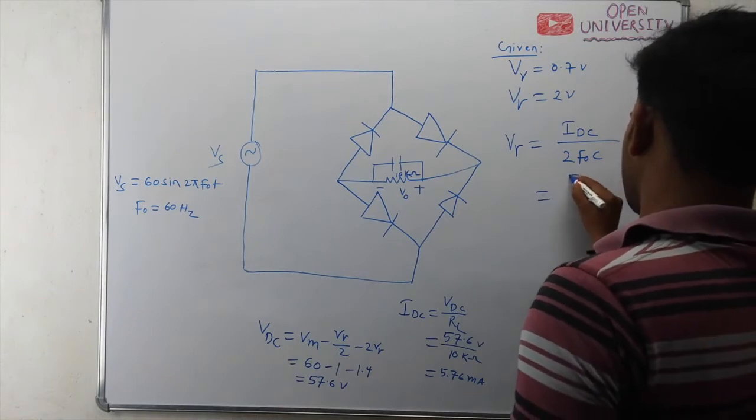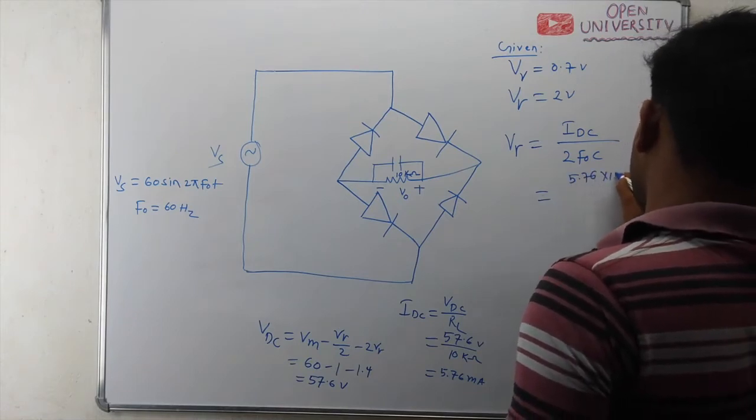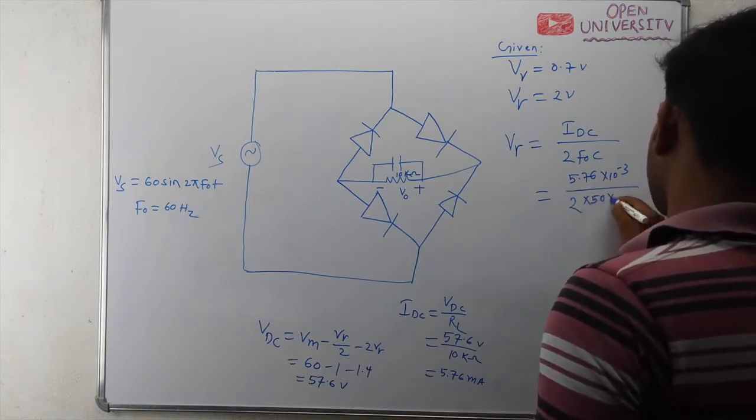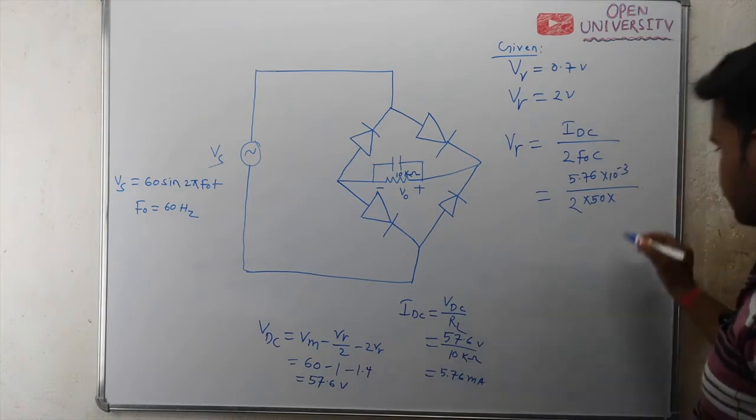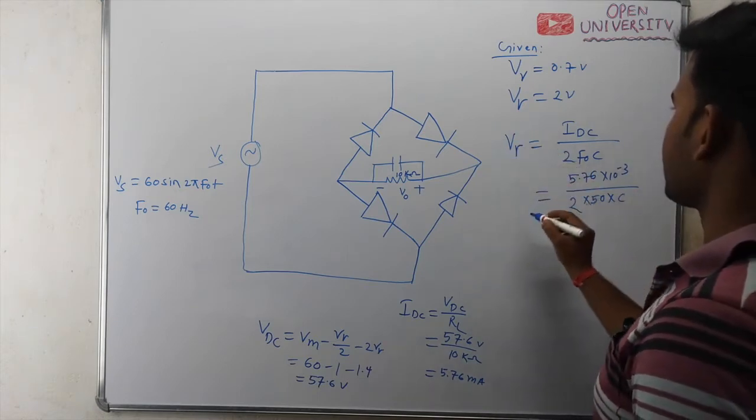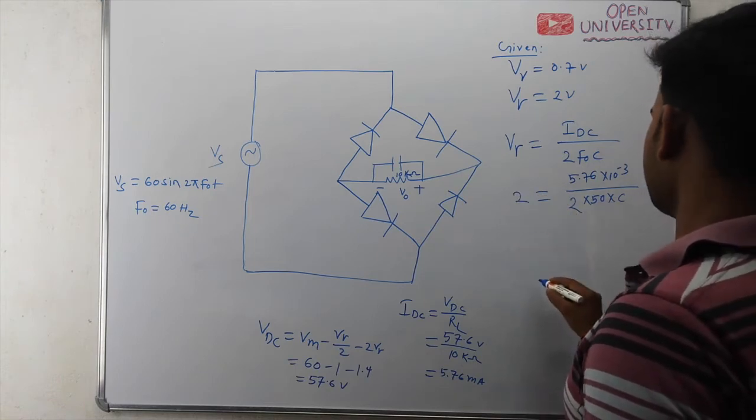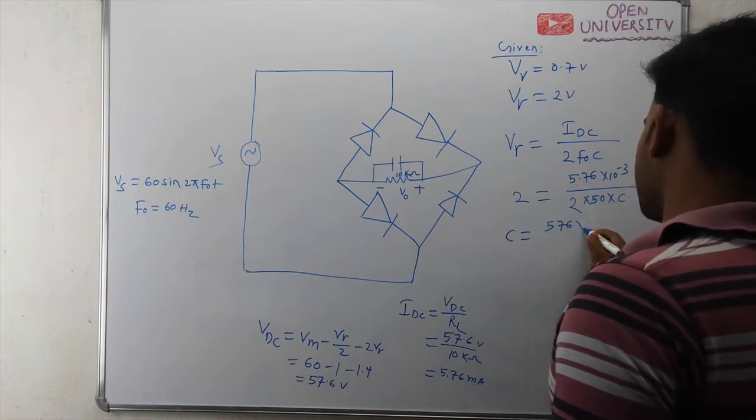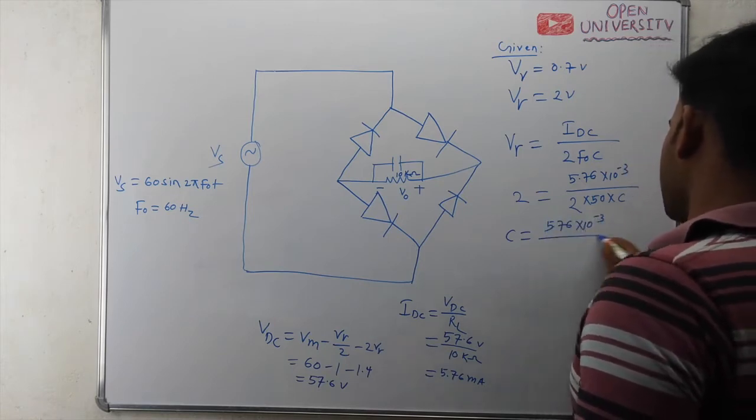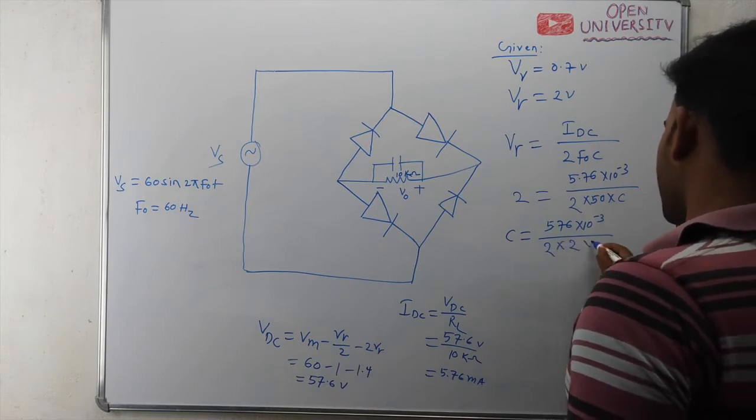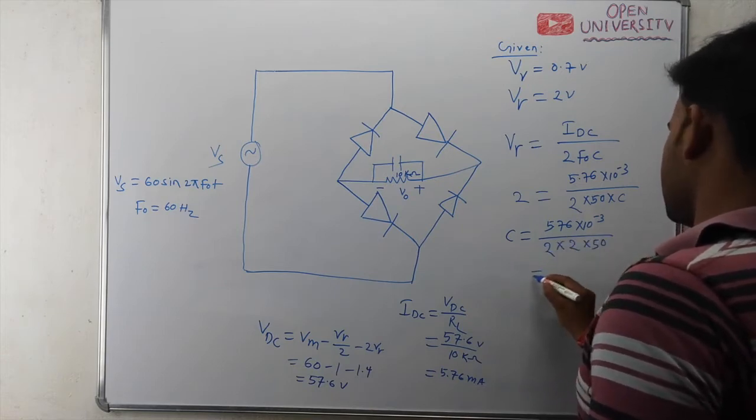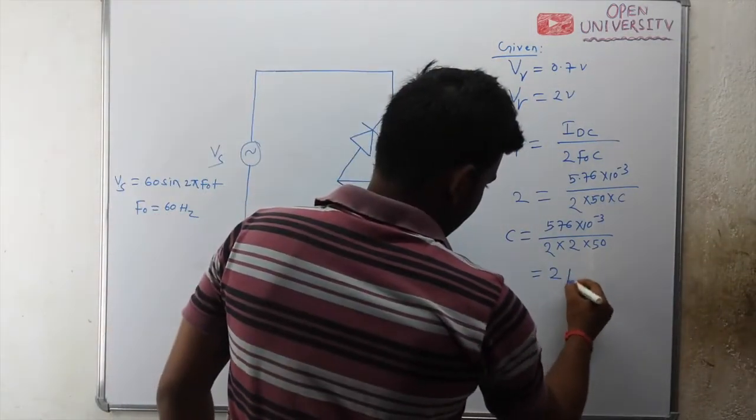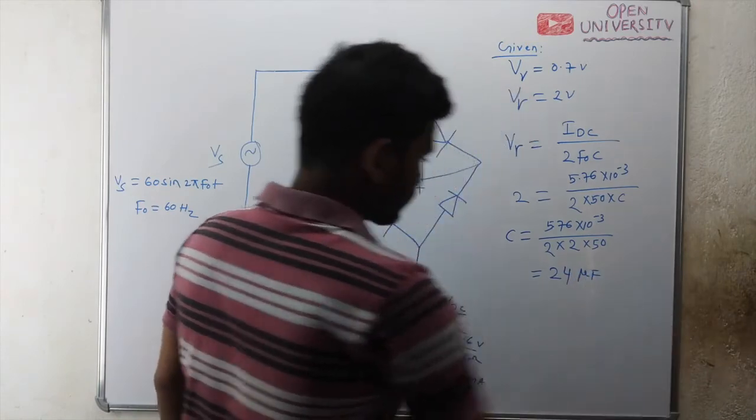Substitute here: 5.76 into 10 power minus 3 divided by 2 into 50, into C, which is unknown. The value of VR is 2 volt. So what will be the value of C? It will be 5.76 into 10 power minus 3 divided by 2 into 50. Then the value of C will be 24 microfarad.